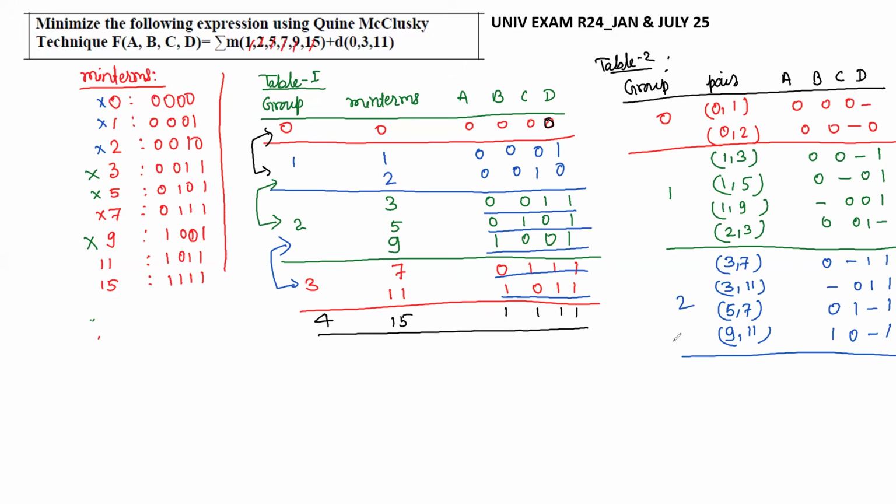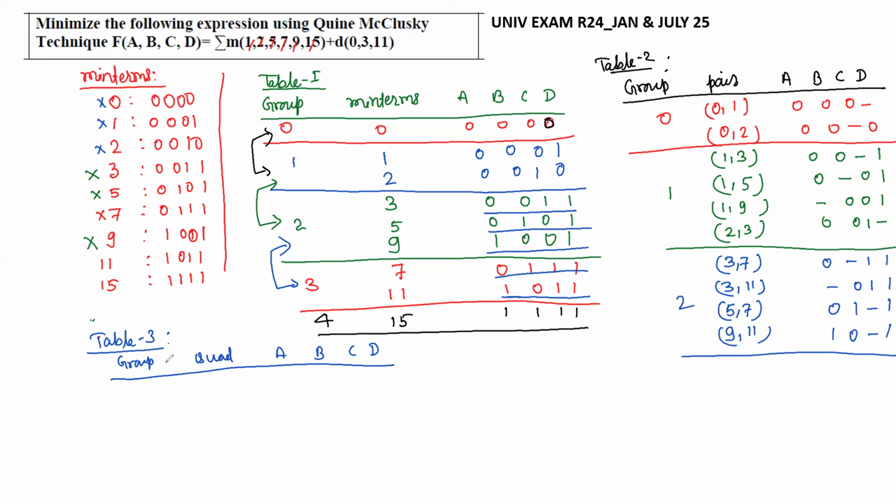So this is table 2 that gave the pairs. Okay, next another table is required now, table 3. This video will be lengthy, but it's very informative. A similar question, maybe even the same question, you are going to get, or only the minterms will be different. Group, so now what we'll get here? Quad, and again literals A, B, C, D.